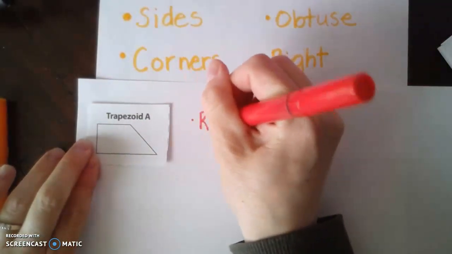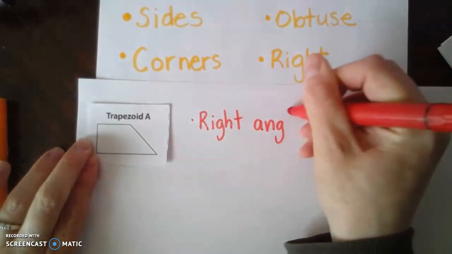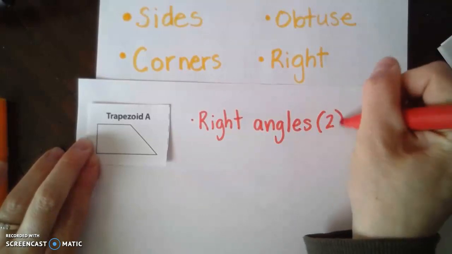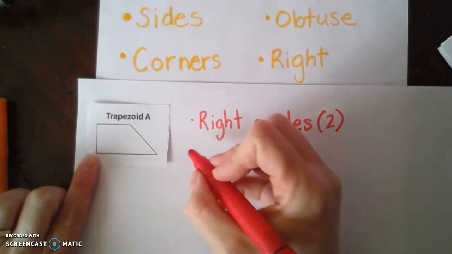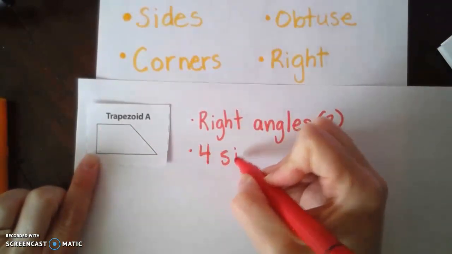Right angle. And it in fact has 2 right angles. So I'm going to write 2 so I don't forget. It has 1, 2, 3, 4 sides. We talked about the word sides up there. 4 sides.